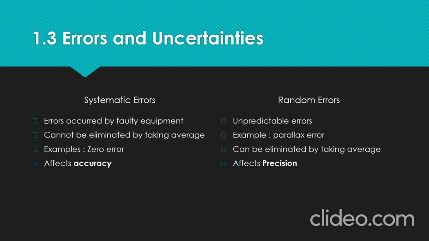Then comes the random error. This error is unpredictable and usual errors which we all experience, like counting mistakes or parallax errors. These can be eliminated by taking average, and random error affects the precision of results.